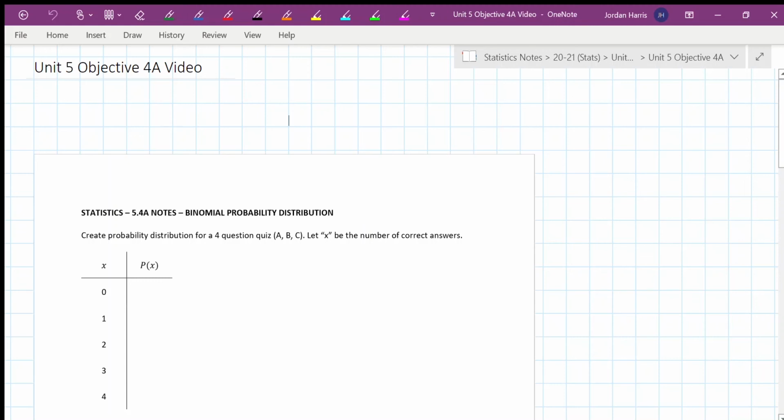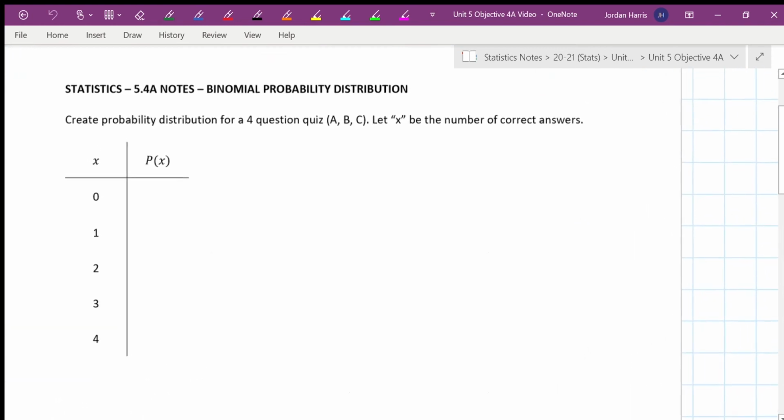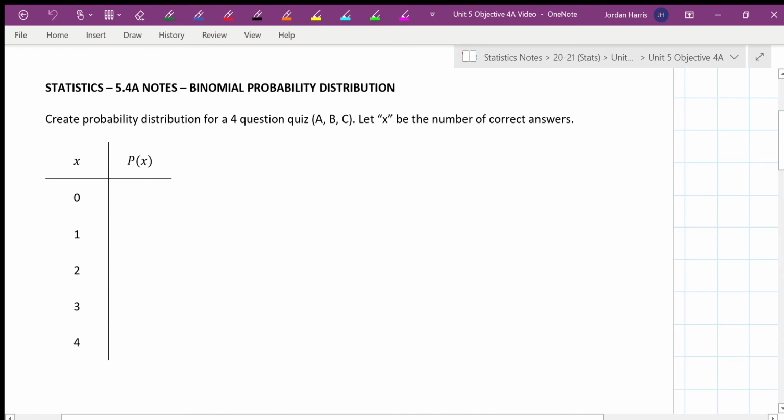This is 5.4a, binomial probability distribution. So we're going to spend quite a few days actually dealing with this topic. This is the biggest topic within this chapter. So we're taking probability distributions like we talked about last time. Now we're looking at binomials. That is something with two possibilities.